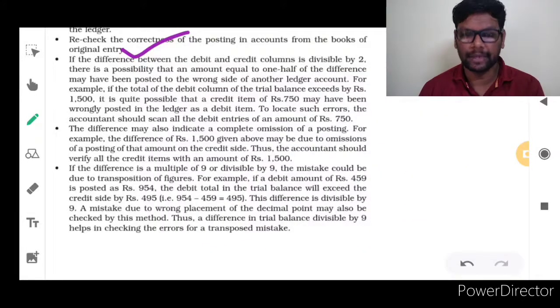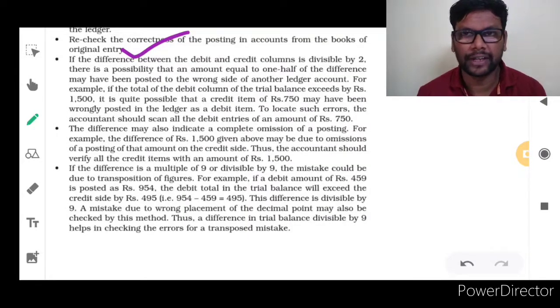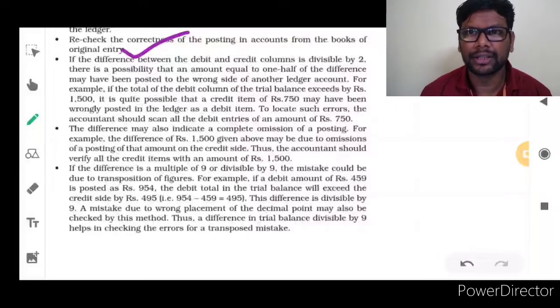The difference may indicate a complete omission of a posting. For example, the difference of rupees 1500 given above may be due to omission of a posting of that amount on the credit side. Thus, the accountant should verify all the credit items with an amount of rupees 1500. In the previous item, the imbalanced amount is divided by 2, and then that half of the amount the accountant is searching in all the debit side, right?